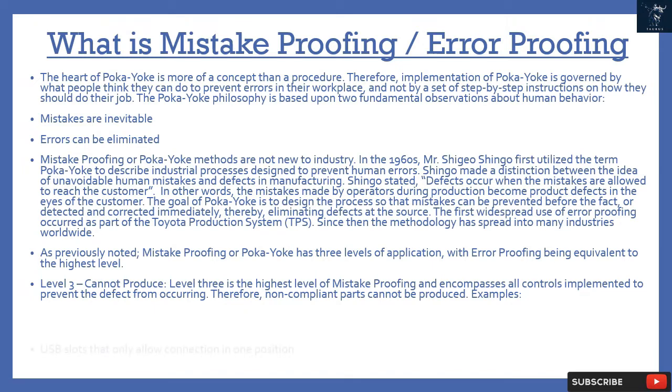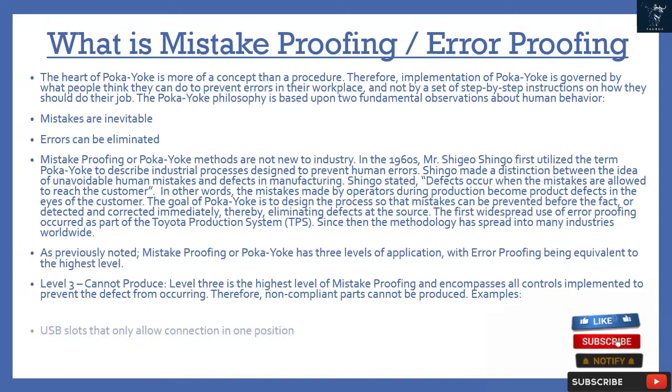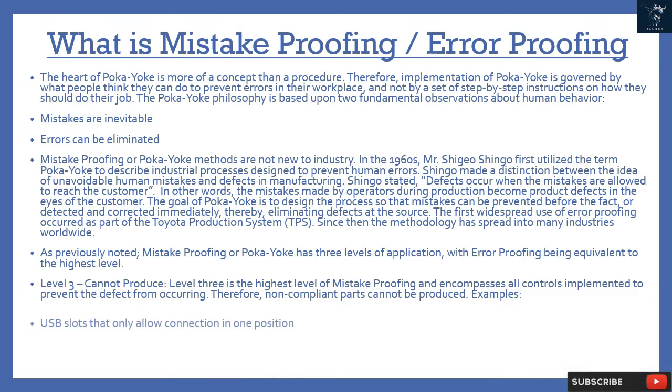In other words, the mistakes made by operators during production become product defects in the eyes of the customer. The goal of Poka Yoke is to design the process so that mistakes can be prevented before the fact, or detected and corrected immediately, thereby eliminating defects at the source. The first widespread use of error proofing occurred as part of the Toyota Production System (TPS). Since then, the methodology has spread into many industries worldwide.